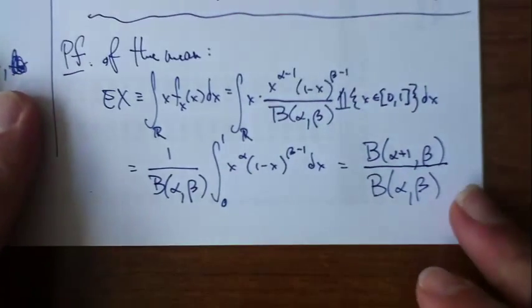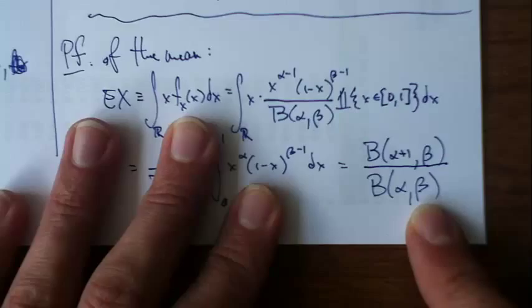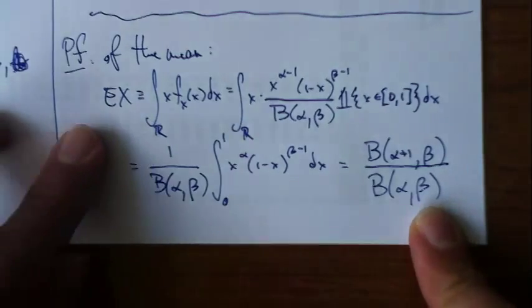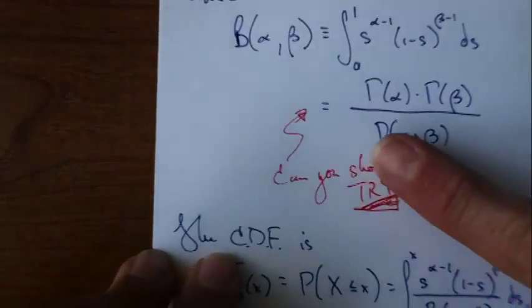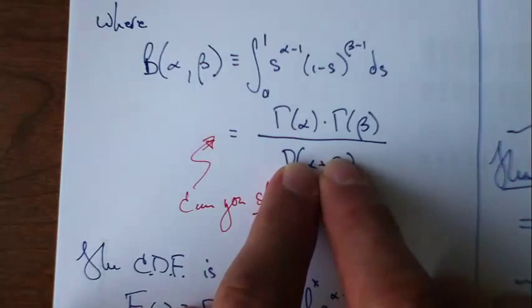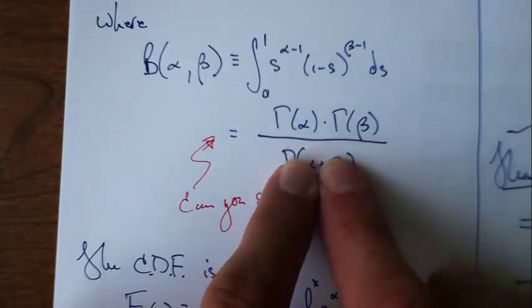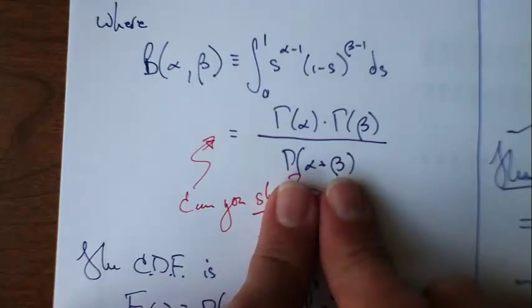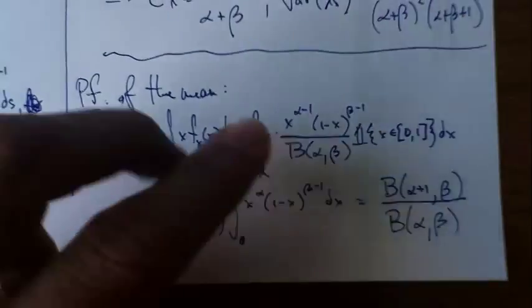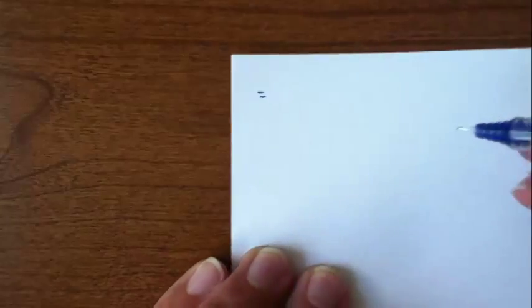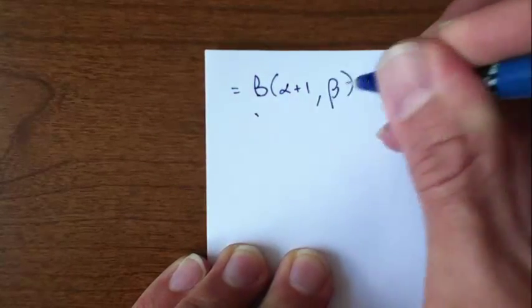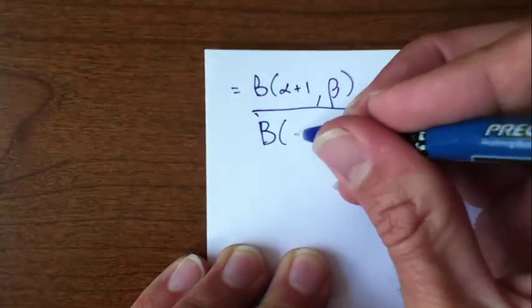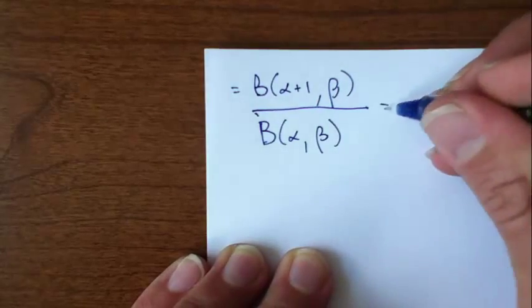All right. Now, at this point, I'm going to use that thing that we didn't actually show, but I asked you to show. Remember that? Let me move back over here. My notes here. Turns out you can show that beta of alpha and beta is gamma of alpha times gamma of beta over gamma of the sum. I'm going to use that back over here. Okay? So I've got beta of alpha plus 1 and beta all over beta of alpha beta, right?